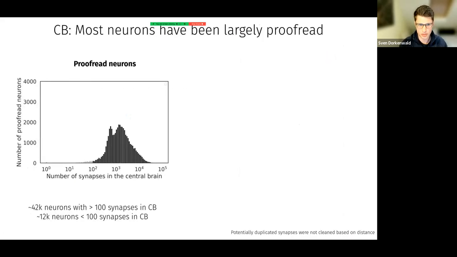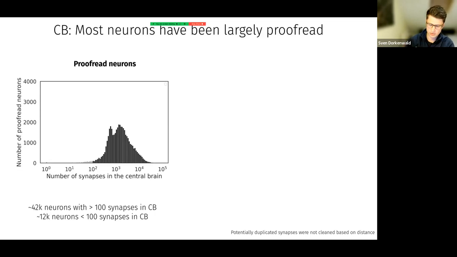Now, zooming in on these proofread neurons, we have about 42,000 neurons that have over 100 synapses in the central brain and that have been marked as proofread. Here I'm showing you a histogram of all of these by the number of synapses. There is, of course, a small tail, and this is because there are some neurons that go into the central brain, but are actually mostly in the optic lobe.